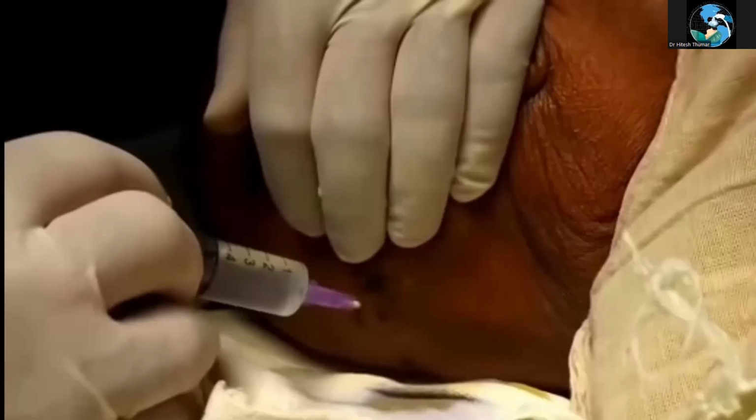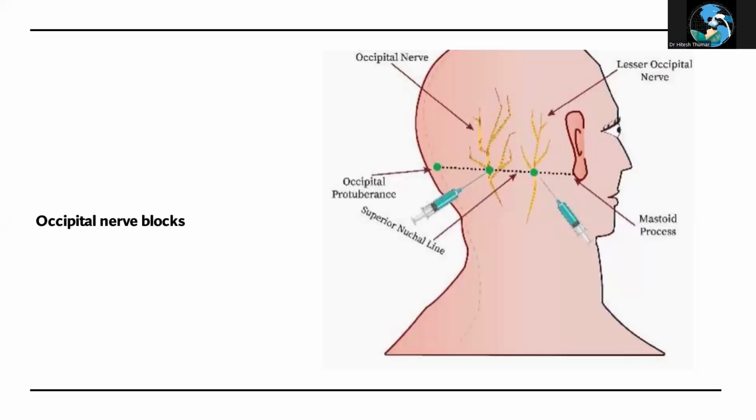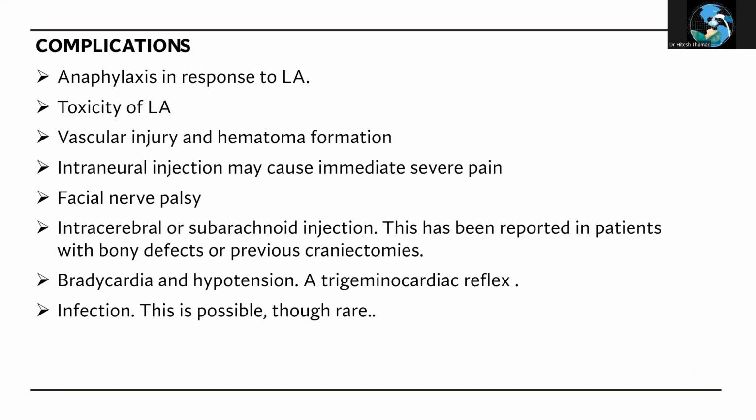For the greater occipital and lesser occipital nerves, as I have discussed, you must draw a line between the mastoid process and the occipital protuberance. On this line, at 2/3 distance from the mastoid process, you hit the bone and inject 2 to 3 ml of local anesthesia. You will block the greater occipital nerve. At 1/3 from the mastoid process, hit the bone and deposit 2 to 3 ml. You will block the lesser occipital nerve. And on the mastoid process, create a wheal by infiltrating subcutaneously after hitting the bone. You will block the great auricular nerve. So these are the techniques for the scalp block.